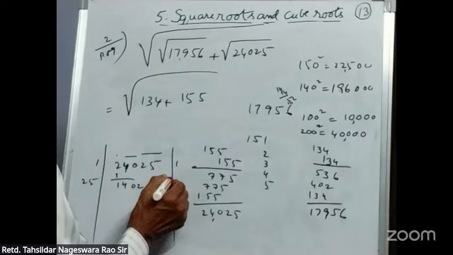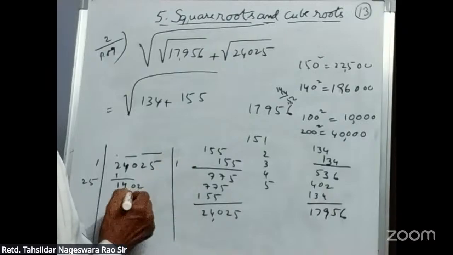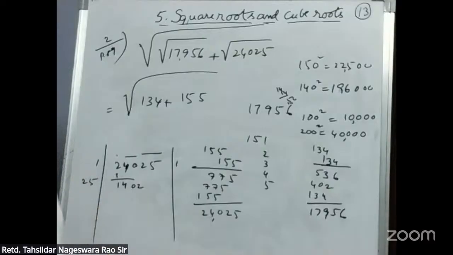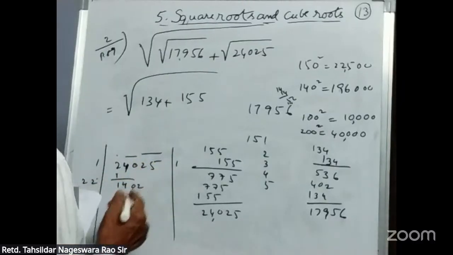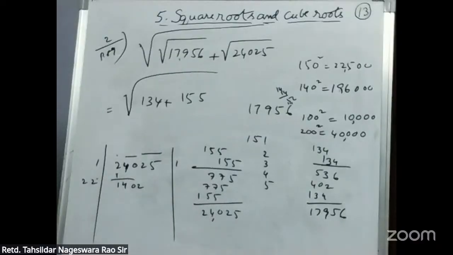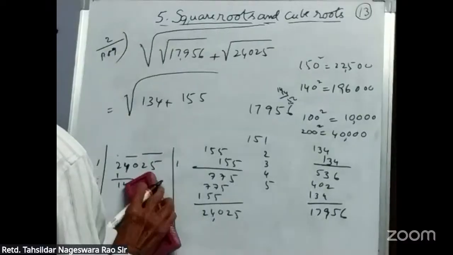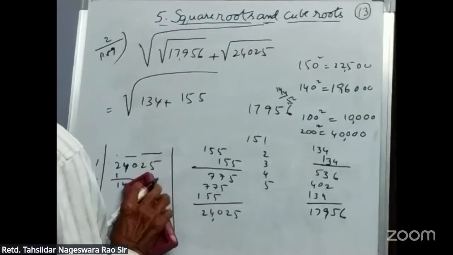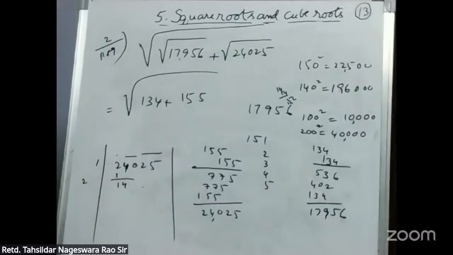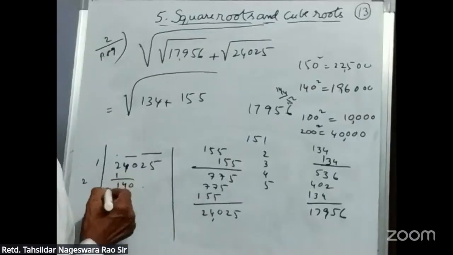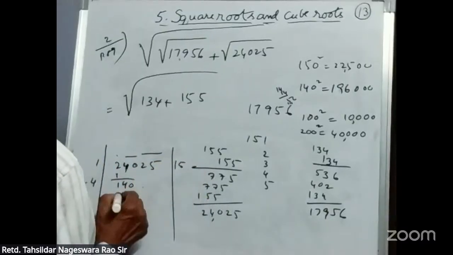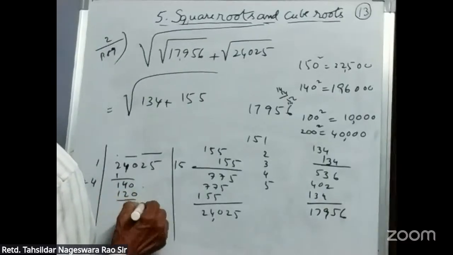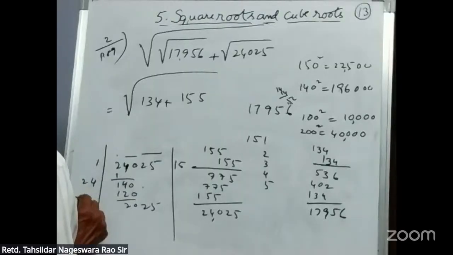25. 22. 18. 14. 140. 24. 5 times. This is already one. 120. 20. 25.